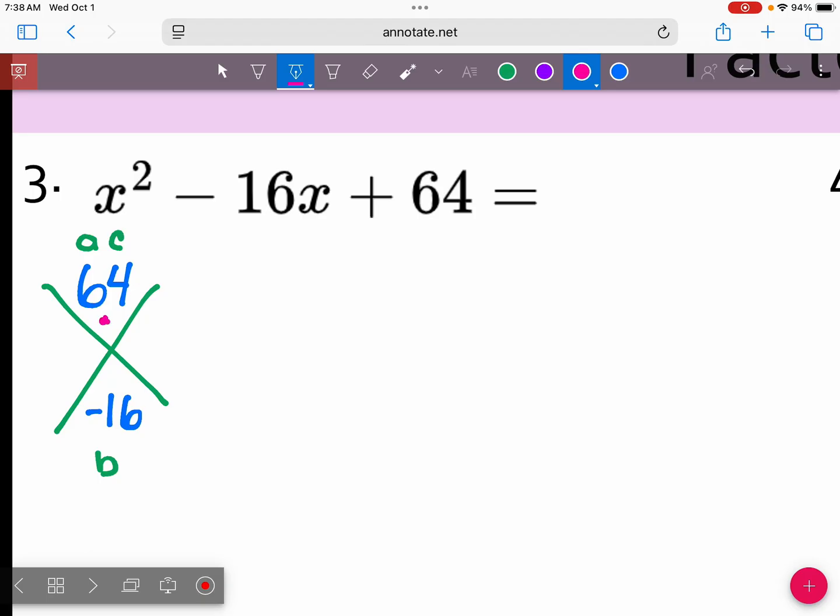What is a pair of numbers that multiplies to make 64 and adds to make negative 16? Negative 8 and negative 8. We get the exact same number for both spots.